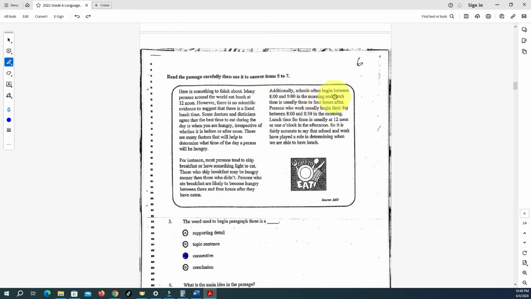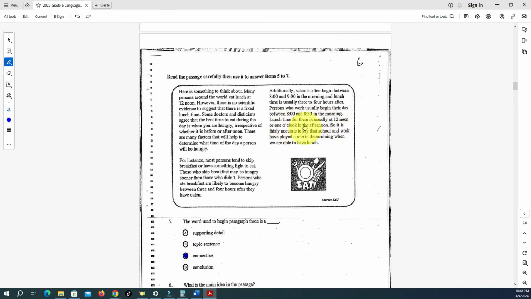Additionally, schools often begin between 8 and 9 in the morning, and lunchtime is usually 3 to 4 hours after. Persons who work usually begin their day between 8 and 8:30 in the morning. Lunchtime for them is usually at 12 noon.